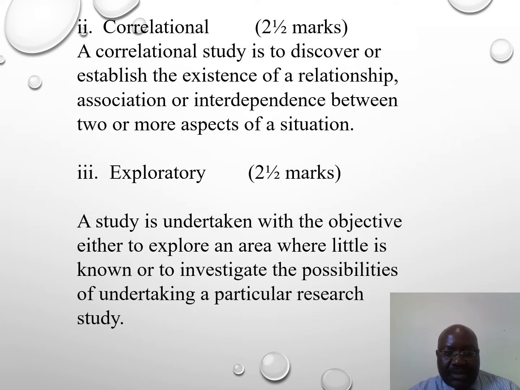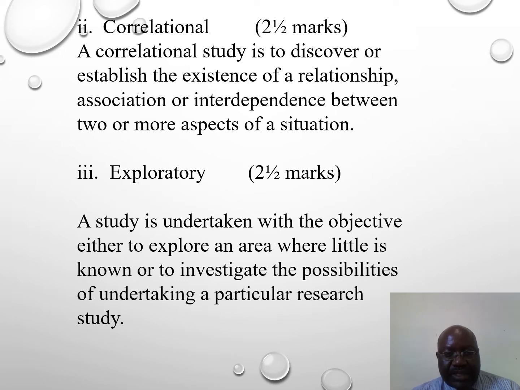What about a correlational research study? A correlational research study is mainly intended to discover or establish the existence of a relationship, association, or interdependency between two or more aspects of a situation.